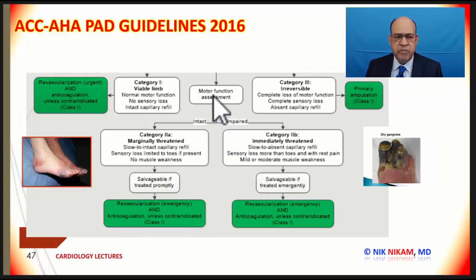Whereas if there is impairment of the motor function, we are dealing with an intermediate threat, and these patients again should be evaluated by angiography and treated with revascularization or anticoagulation therapy. So this is how we deal with a patient with acute limb ischemia.